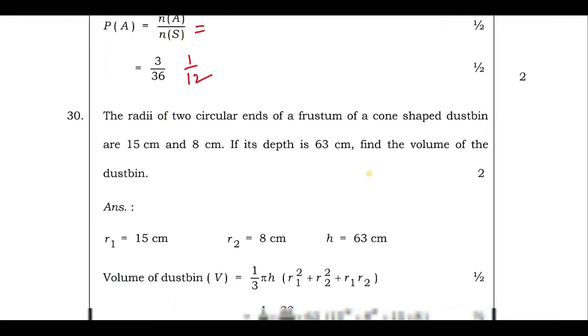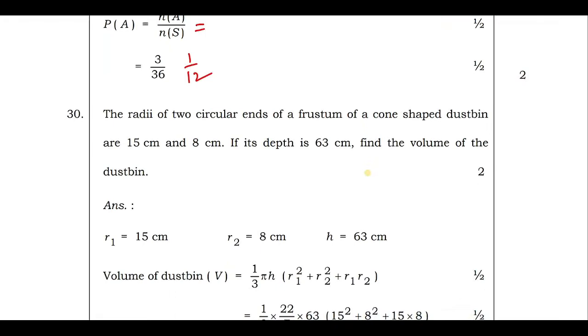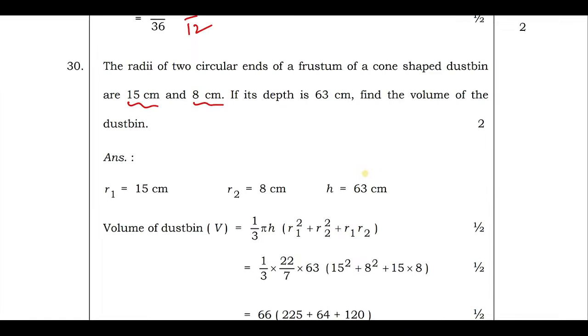Now moving to next question. The radii of two circular ends of a frustum of cone shaped dustbin are 15 centimeter and 8 centimeter. Its depth is 63 centimeter, that means it is height. Find the volume of the dustbin. That means we need to find out the volume of frustum of cone.